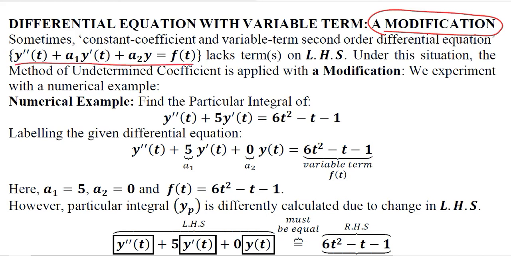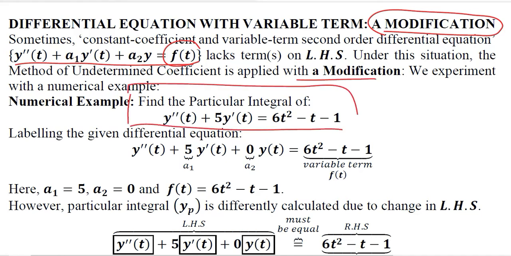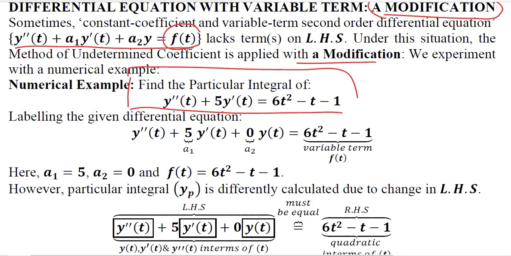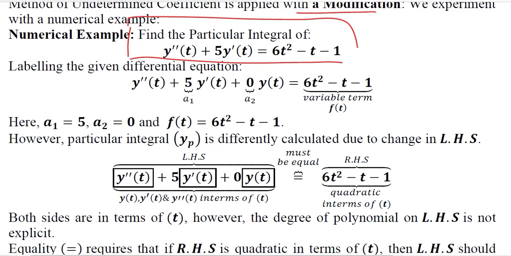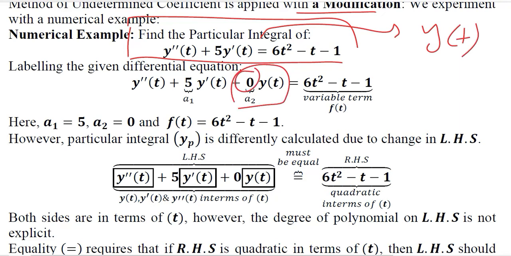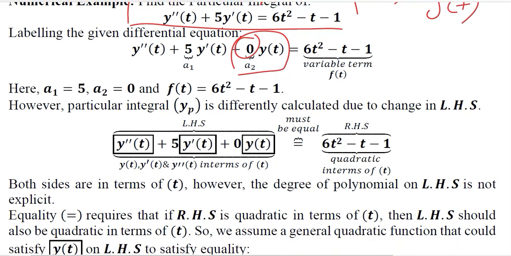This is the standard form of the second order differential equation with variable term. But in this case, this will have a little bit of modification that we can see from this example. We are using this situation in a numerical way so that we could judge how it will fail in case of the current situation. The first observation that we have is that we do not have the y(t) term in it. That is why we generated its coefficient as 0, and that will be equal to a2. This is that situation where the usual method will fail.